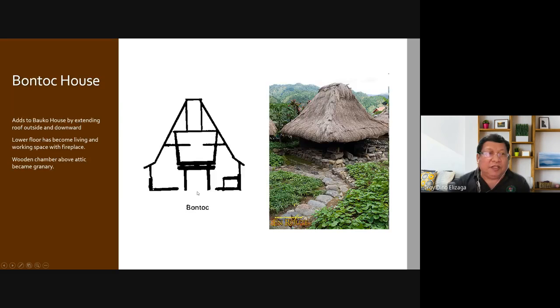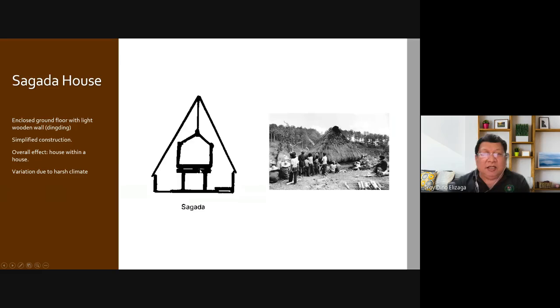The Bontok house, I'm sorry. This Bontok house adds to the Baoko by extending the roof downwards so that the space down can be used. It's like part of the house. They're open, but since it's shaded, you can use them somehow. The wooden chamber above the attic became a granary. In the Sagada house, you put walls. You also have the very extended house down to almost level to the ground. Then you put walls, so you end up with what we call a house within a house.